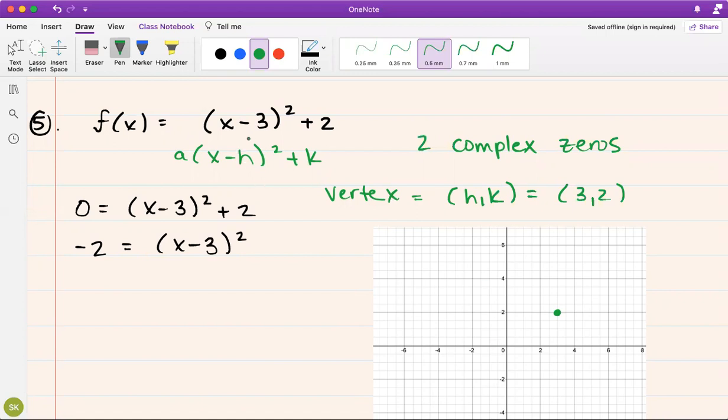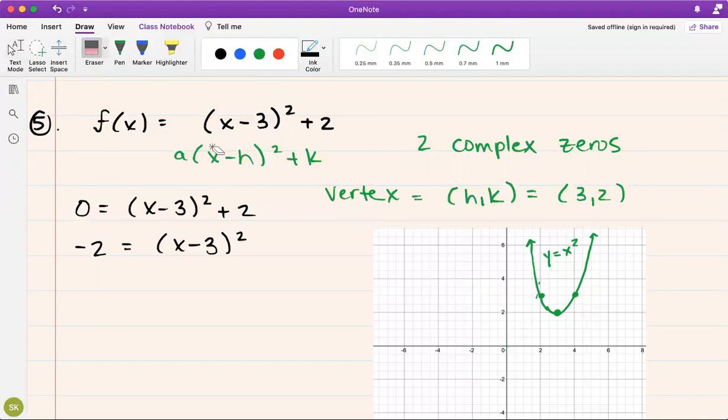But what do we do to the parent function? We move it to the right 3 and then up 2. That's exactly what we have here. So the parent function also goes through these points here. So this is the parent function, x squared. So if it goes through these 2 points, then they also have to be moved to the right 3 and up 2. So this function f of x looks like this. So something like that.